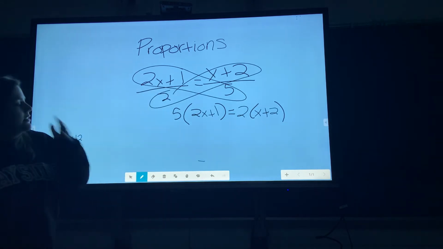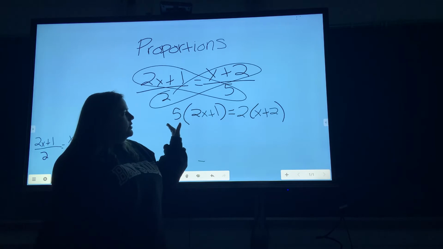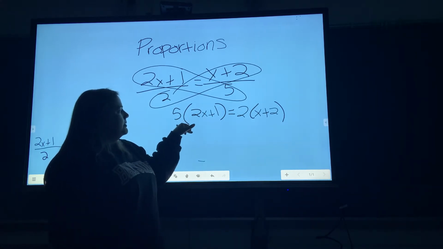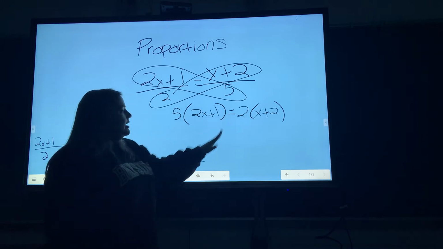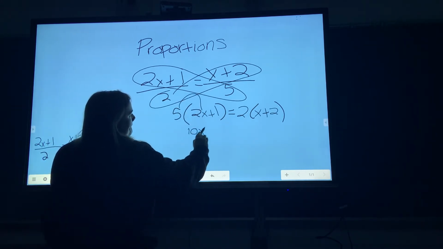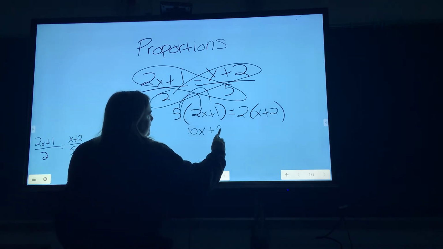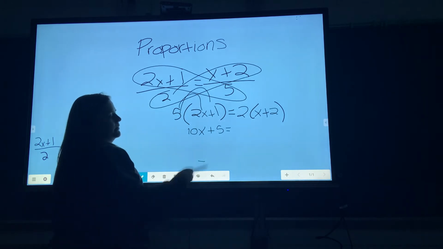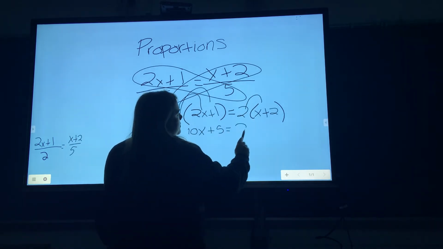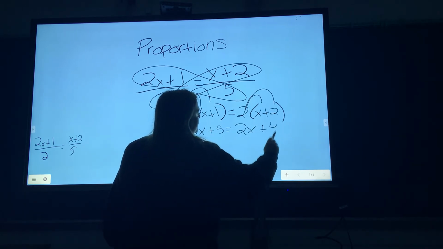Now, like we were talking about before, you're going to have to distribute whatever's on the outside of the parentheses. So I'm going to do 5 times whatever's on the inside. 5 times 2x gives me 10x, and 5 times 1 gives me plus 5. Equals, I have 2 times x, which gives me 2x, and 2 times 2 gives me 4.